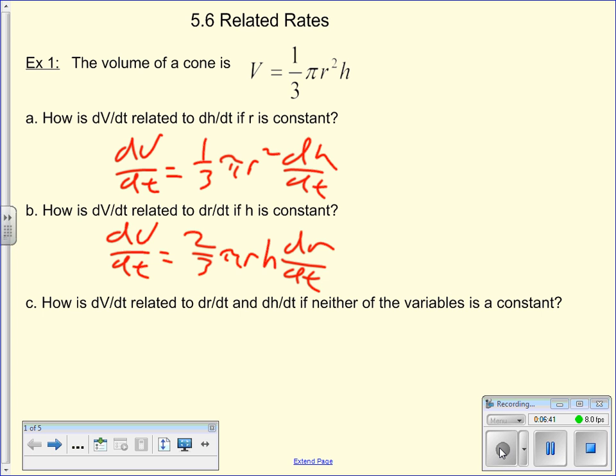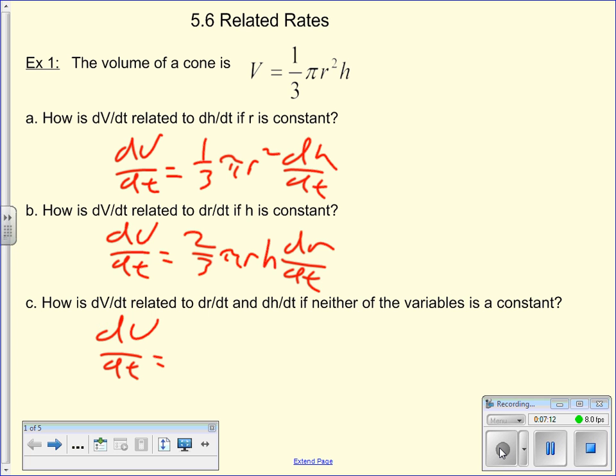So realistically, I want to be able to evaluate the volume, the radius, and the height, all 3 changing. How is dV/dt related to dr/dt and dh/dt if neither of the variables is a constant? Well, once again, you take the derivative. Derivative of V is dV/dt, we got that down.